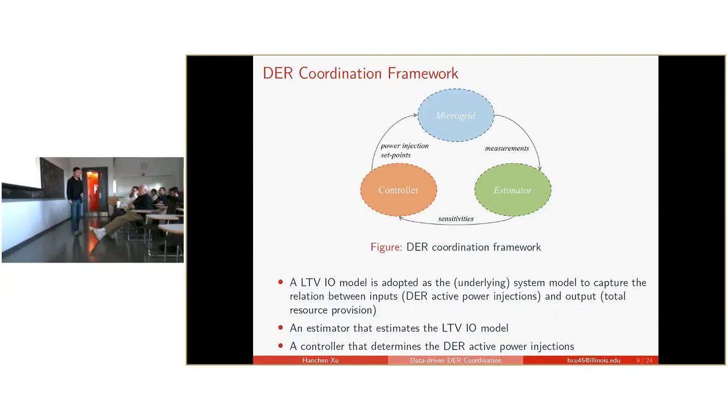And the framework is pretty straightforward. We have a microgrid, and we take measurements, and we need to design an estimator which estimates the parameter phi in the IO model. And we use the estimated parameter, which are essentially the sensitivities, to do the control to determine the set points, the active power injection set points of the DRs, so that hopefully yk will tend to y star after some time.